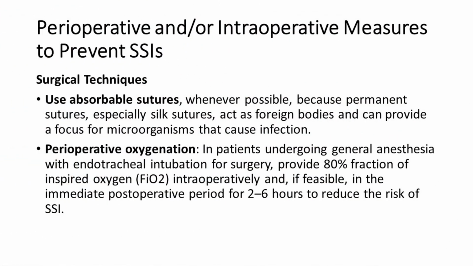Surgical technique components also include use absorbable sutures whenever possible, and then perioperative oxygenation in patients undergoing general anesthesia with endotracheal intubation for surgery. Provide at least 80% of the fraction of inspired oxygen intraoperatively, and if feasible and possible in the immediate postoperative period for 2 to 6 hours to reduce the risk of SSIs.